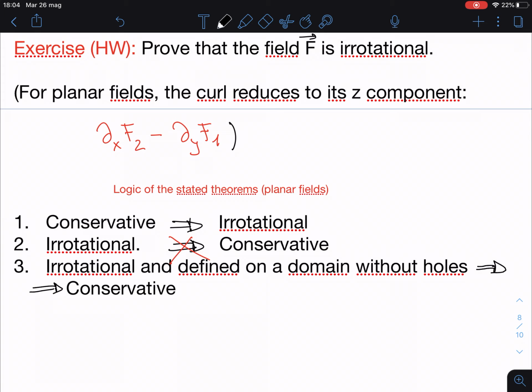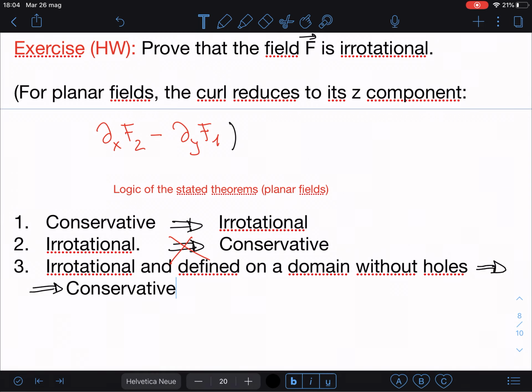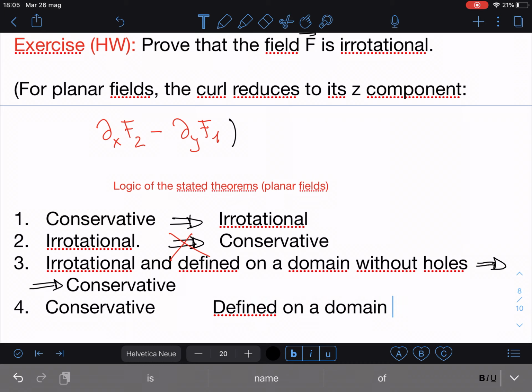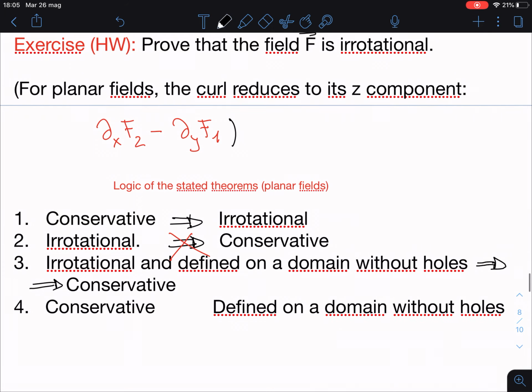Four. Conservative does not imply that it is defined on a domain without holes. Okay, so this you have to keep in mind very well.